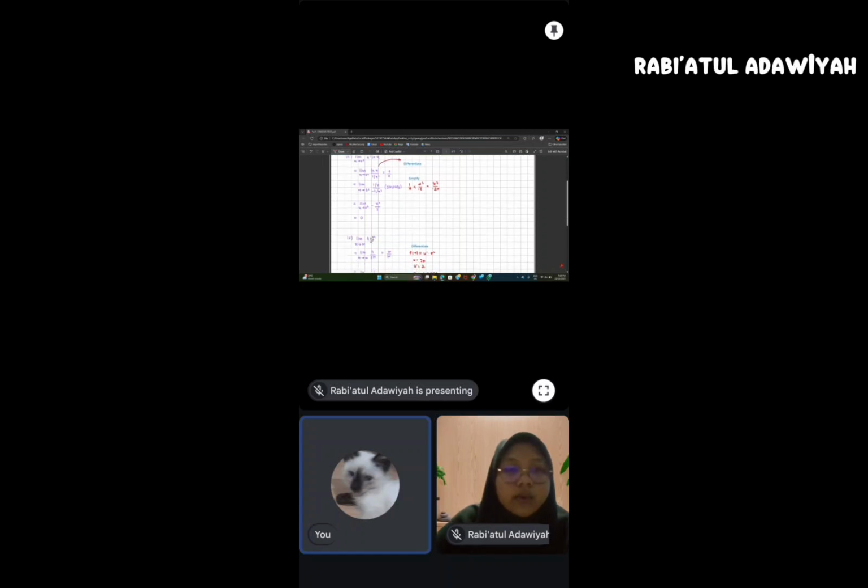Next, for the question, this one for Roman. So the limit as x approaches infinity of n times e to the power of negative 2n. We rewrite it to use L'Hopital's rule. So the limit as x approaches infinity of n over e to the power of 2n. So there will be infinity over infinity. Then we use our L'Hopital's rule.